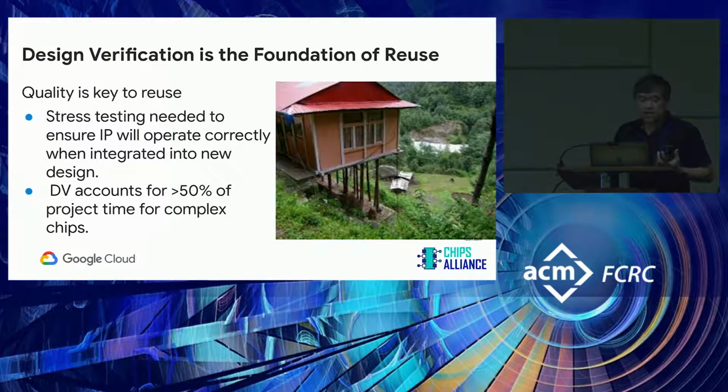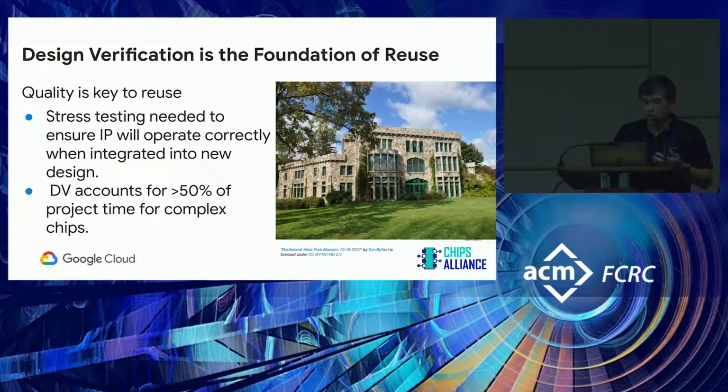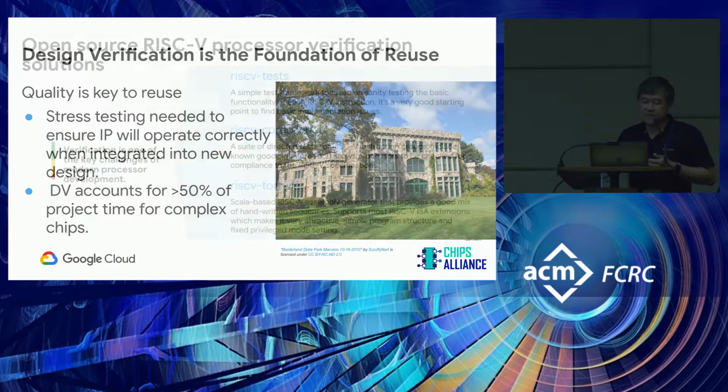So, I feel that quality is the key to reuse, and we need to stress test that, right? We want to build on a strong foundation. We don't want to have a weak foundation. DV accounts for more than 50% of project time for complex chips in industry. I know in academia the testing seems to go really fast, but I'm telling you, when you want to take this thing out and go to production, you need to spend a lot of time on DV, right? So it's kind of the foundation for reuse.